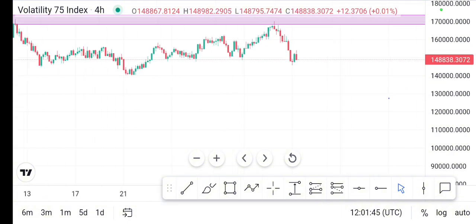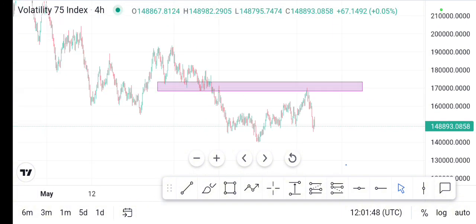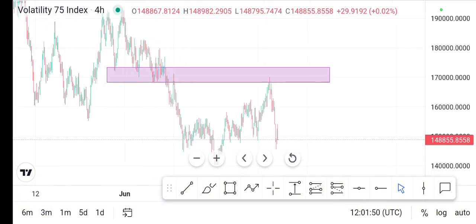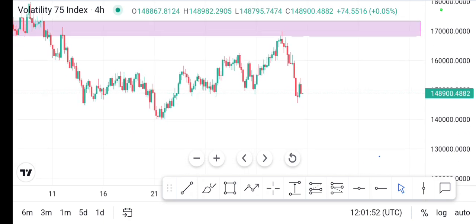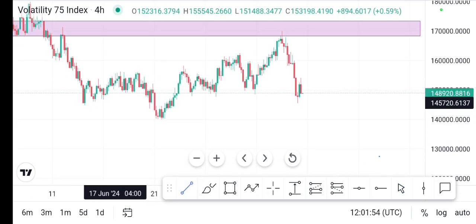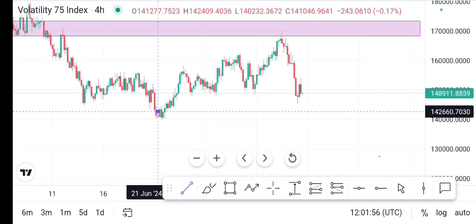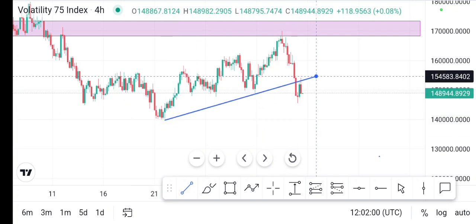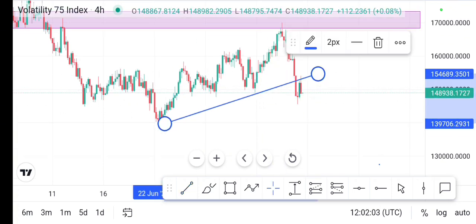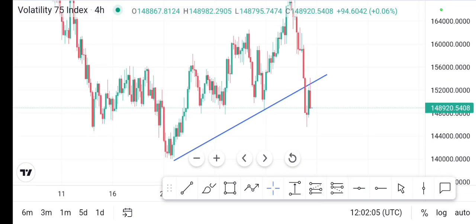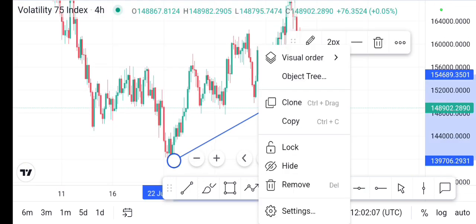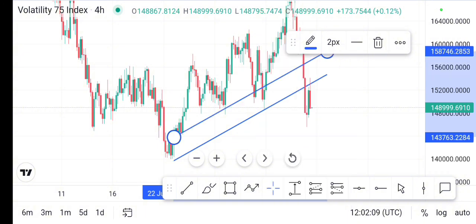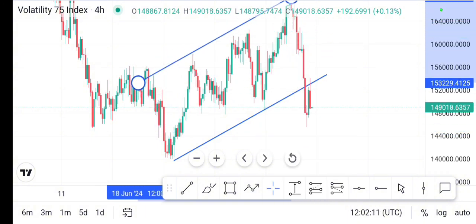On H4, this is what we have. If we get a trend line here and connect this one and bring it to this, we can see that the trend line has been broken. The structure is broken here.